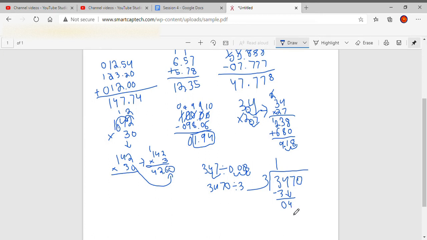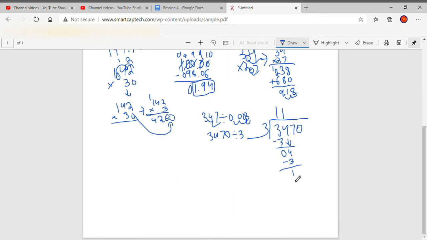So 4 divided by 3 is, you can go in there once, so 3. Then you get 1 here, then bring down the 7, 17. You can go in here 5 times. Minus 15 is 2. So then 0, 20, 0. You can go in here 6 times. Minus 18, and you get 2. So you can write this as 1,156 remainder 2. So this would be our answer.